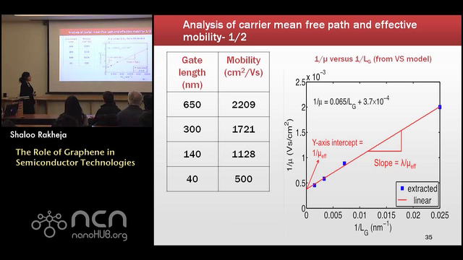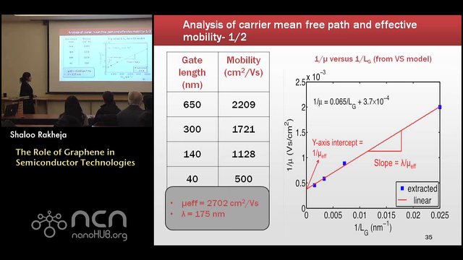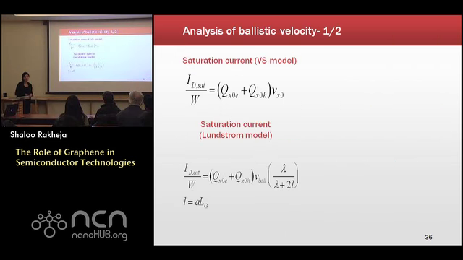So we fitted that with a straight line, and what we get is the effective mobility of about 2700 centimeters square per volt second and a mean free path of about 175 nanometers for this particular technology. Next, we wanted to look at the ballistic velocity of these devices.